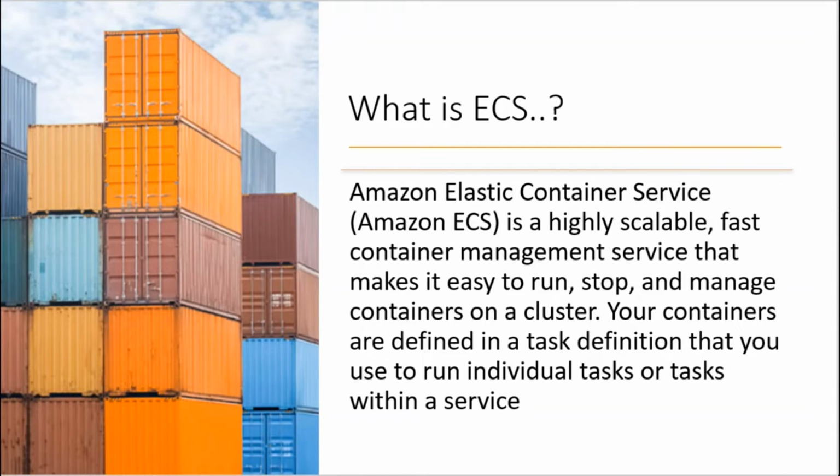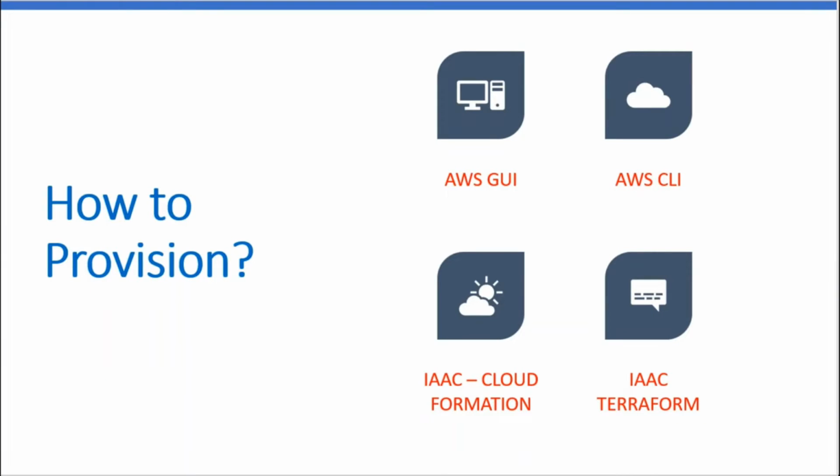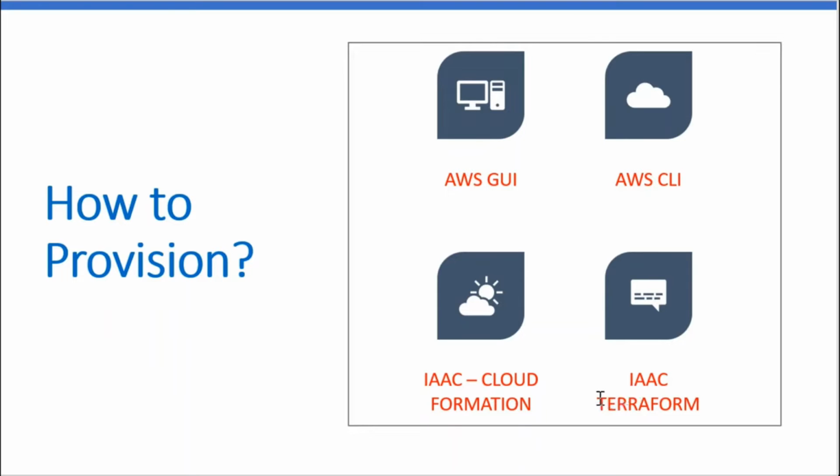I don't want to waste much time on theory. I want to go ahead and create, and show you how this ECS will be provisioned and how we will access it with the ease of an Elastic Load Balancer endpoint. So what are the ways to provision this? To create an Elastic Container Service cluster, there are 4 ways: the Graphical User Interface, the Command Line Interface, or Infrastructure as Code with CloudFormation or Terraform. Today we are going to discuss Terraform.